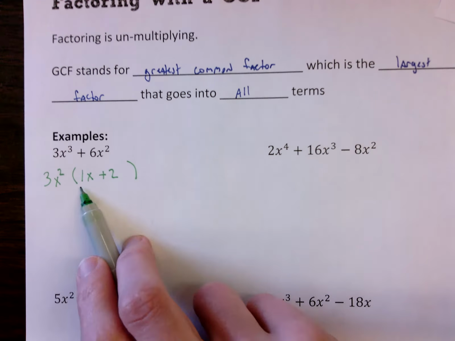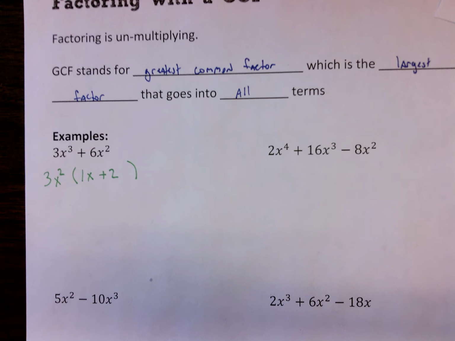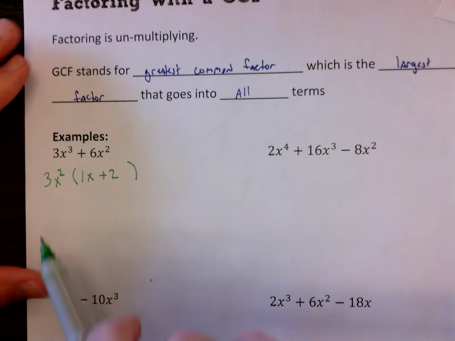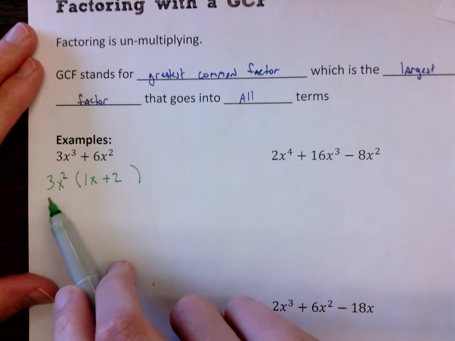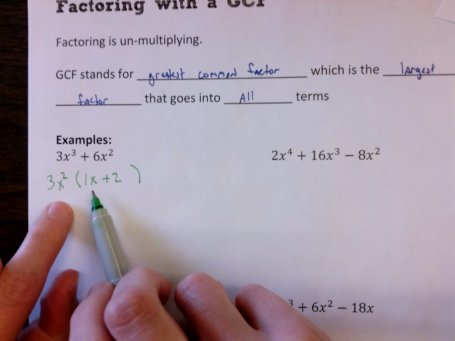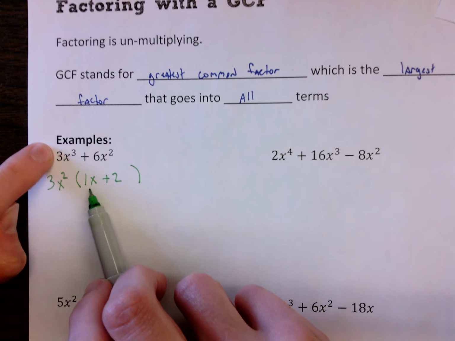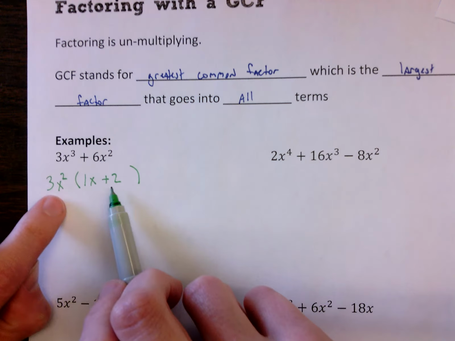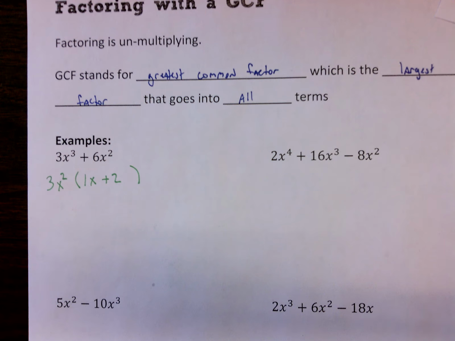So 3x squared times 1x plus 2. That's my factored form. And you can always check it by just doing a distributive property. If I did a distributive property, 3x squared times 1x would get me 3x to the third, and 3x squared times 2 would give me 6x squared. So I know I'm right.